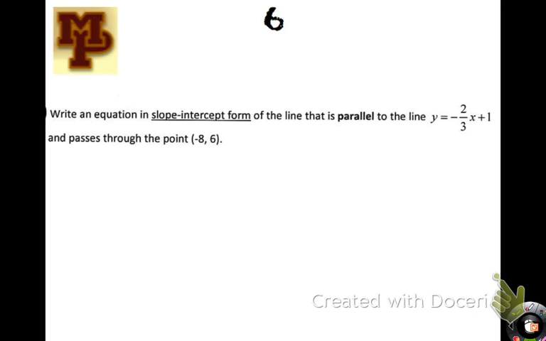Okay, we want to write an equation in slope-intercept form. Whenever you want to write an equation, you always need a slope. So make a note that we always, of course, need a slope.